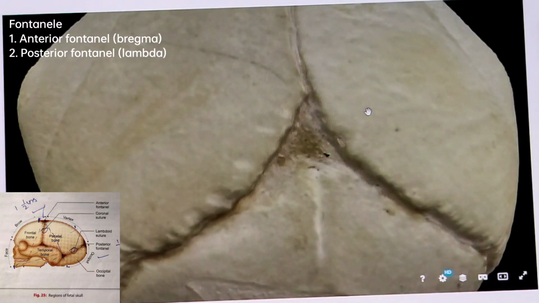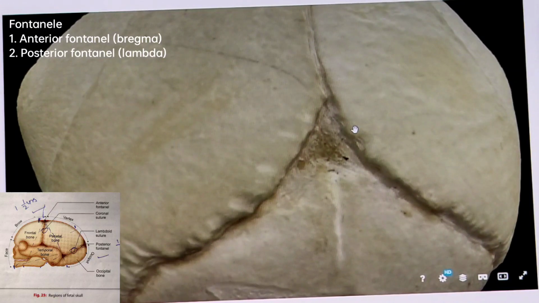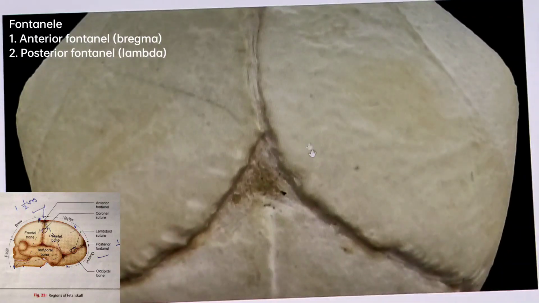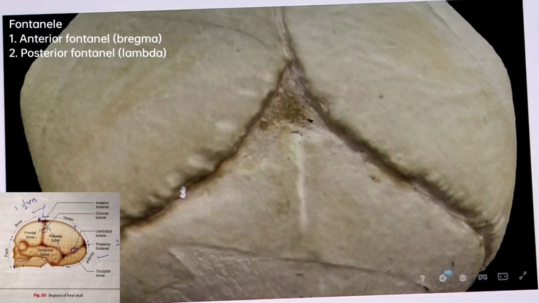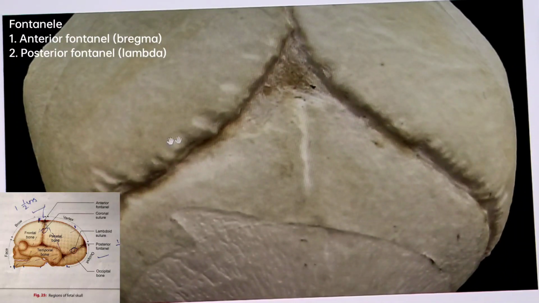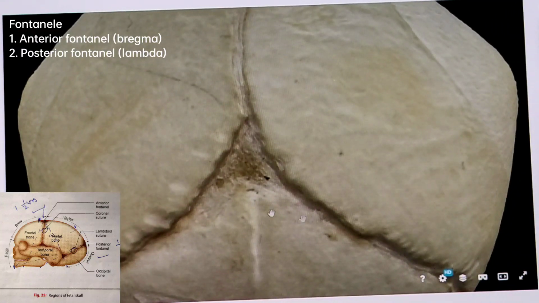Let's zoom in. This is the posterior fontanelle. It is located where the sagittal suture meets the lambdoidal suture. The upward suture is the sagittal suture, and the horizontal curved suture you are looking at is the lambdoidal suture. So where the sagittal suture and the lambdoidal suture meet, this junction is called the posterior fontanelle.